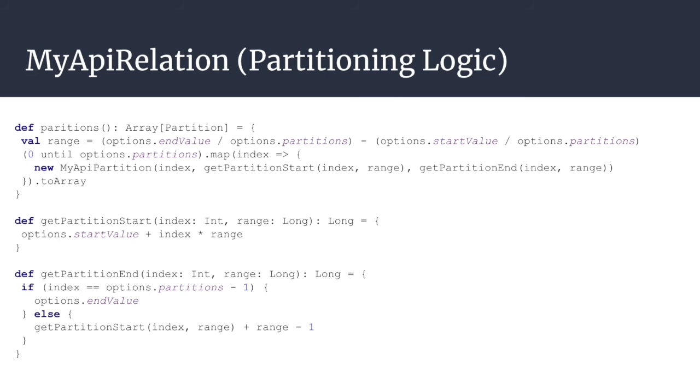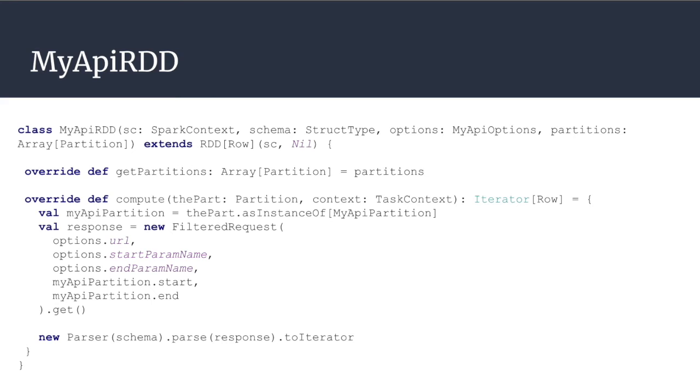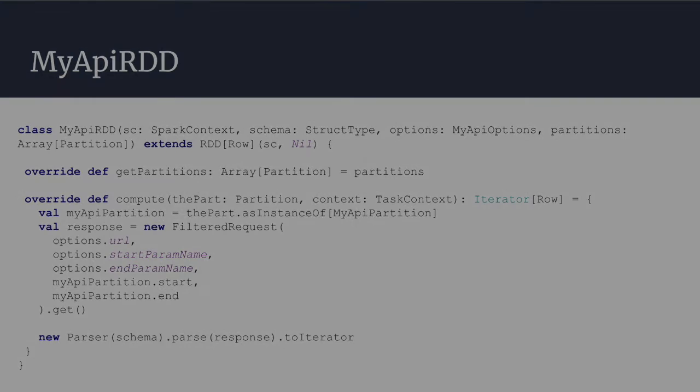We use the number of partitions the user specified in the options to construct each partition. For example, if the user specified a time frame of 10 days and a parallelism of 5, each partition would extract 2 days worth of data. Now we put it all together. Our RDD implements the getPartitions method by calling the partitions method we defined on the previous slide. The compute method is where the actual work is done. In our case, a request is made to the API and the response is parsed and converted into rows. This is the work that will actually take place on the executors.